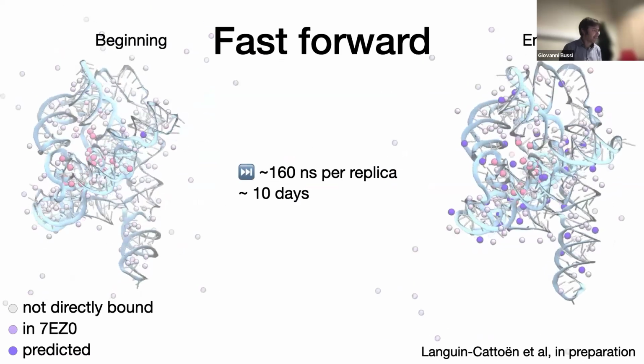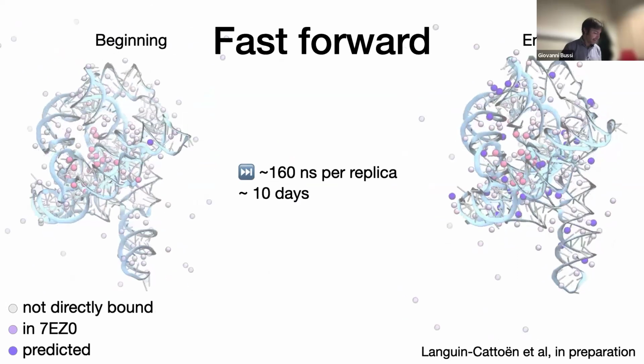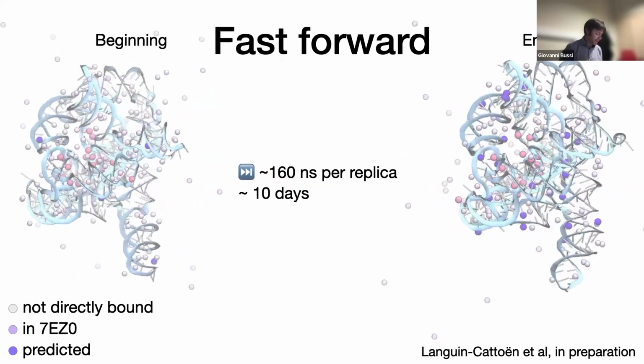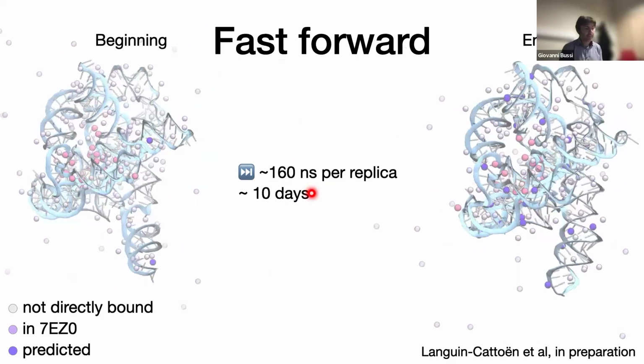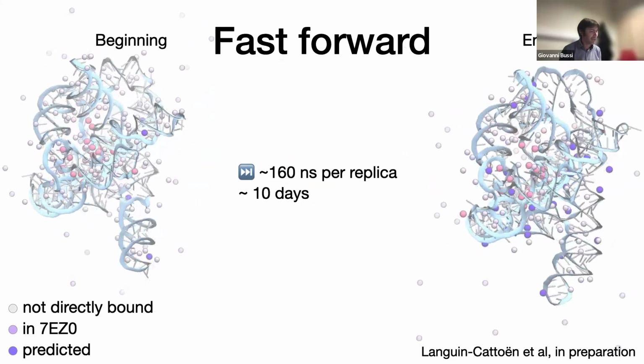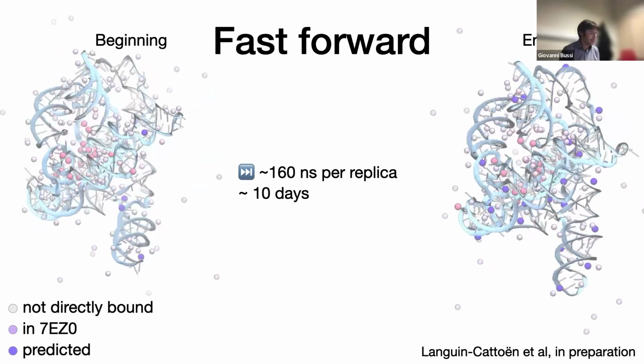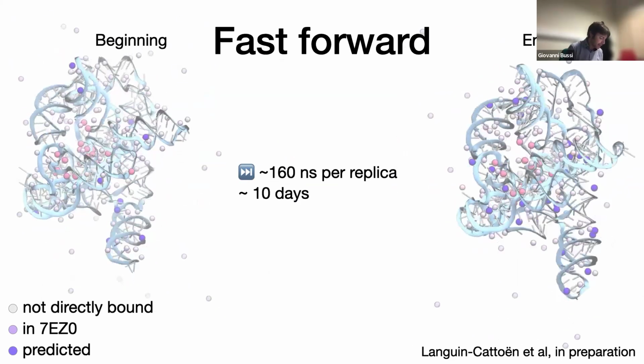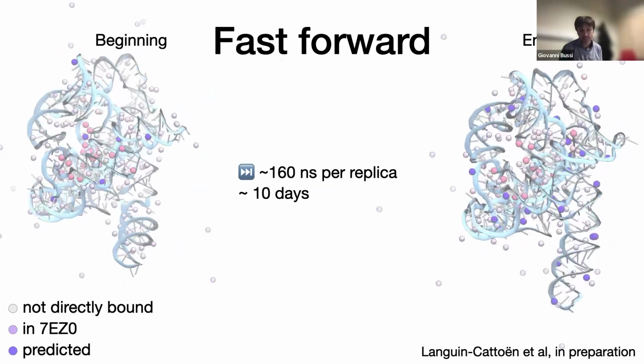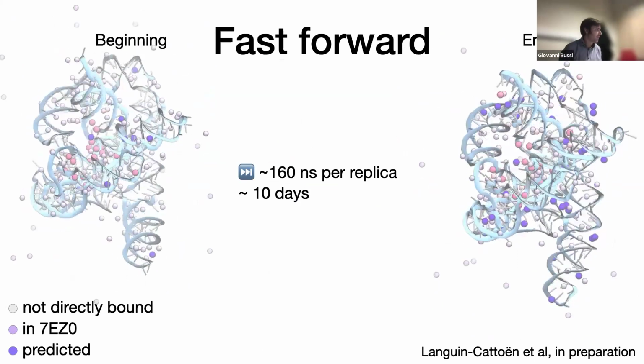Okay, so if we run this for some time, in this case it was 10 days of simulation, 160 nanoseconds per replica. This was really the preliminary implementation that Olivier did just for us to be able to submit in time. And in fact, there's nothing special in this simulation length. It's exactly what we were able to run until the morning of the very last day. But as you can see here, at the end of the simulation, you have many additional magnesium ions that are bound, that are predicted. They are directly bound to phosphates, and they were not bound at the beginning of the simulation.